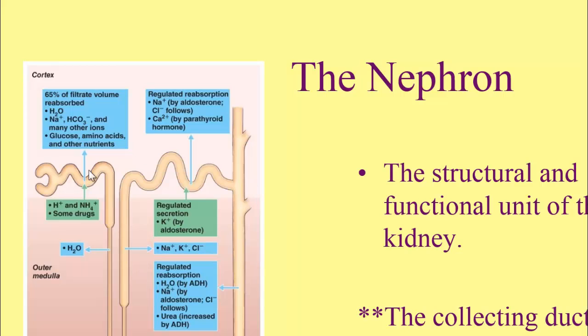So if we look at, in general though, the proximal convoluted tubule, 65% of the filtrate, the stuff that left the glomerulus, is reabsorbed at the proximal convoluted tubule. So over half of what leaves the glomerulus goes back to the blood at the proximal convoluted tubule. So we're not wasting any time taking that stuff right back. And it's 100% of the glucose and amino acids that go back to the blood because we don't want to lose that.